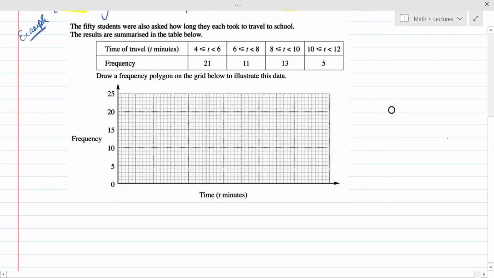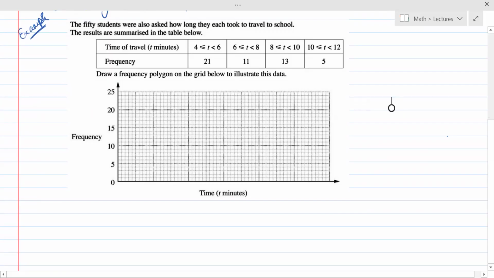Now, in this given example, if we read the situation, it says the 50 students were asked how long they each took to travel to school. The results are summarized in the below table. So this is about the 50 students who were asked how long they each took to travel to school. And this is the grouped data we have got for their frequencies in terms of time in minutes. So we have to draw the frequency polygon here.